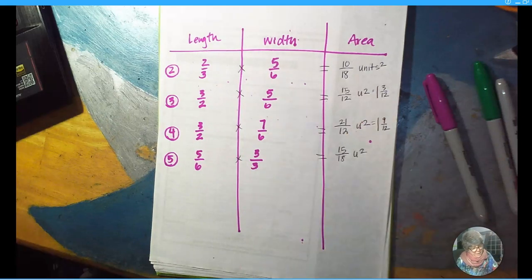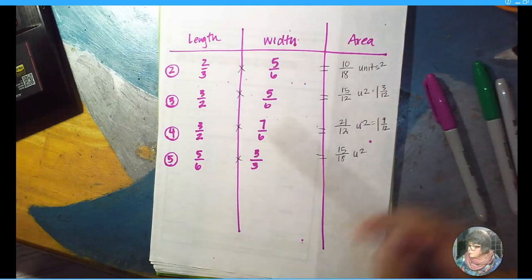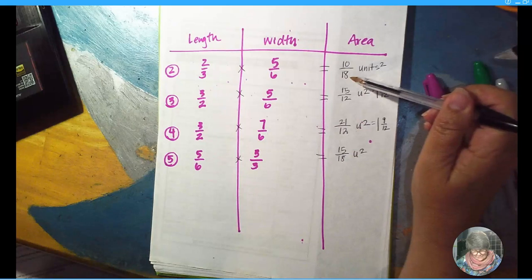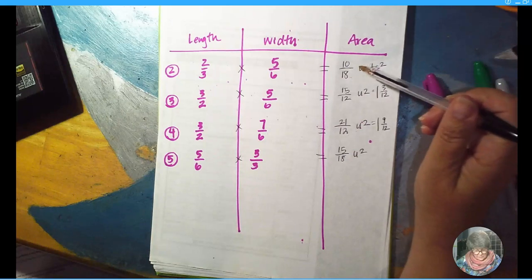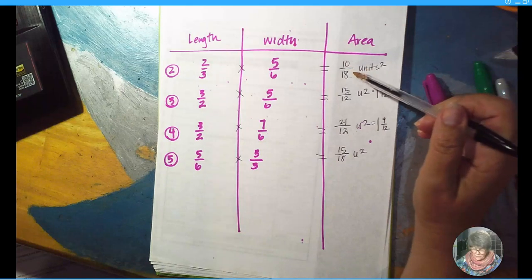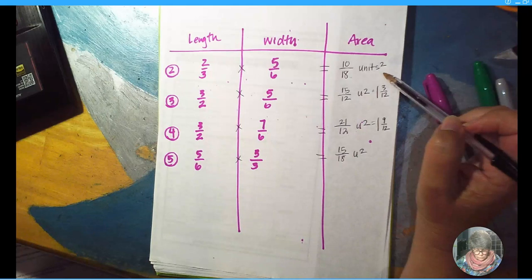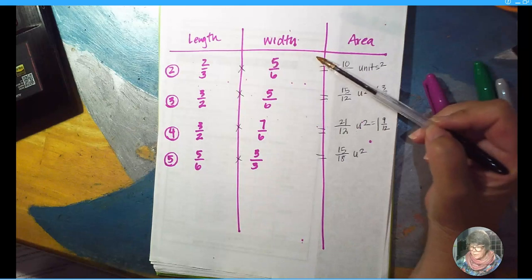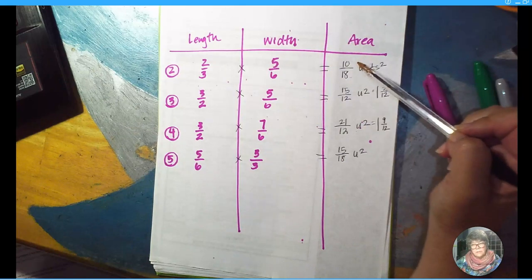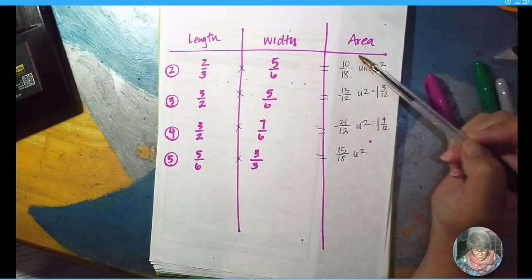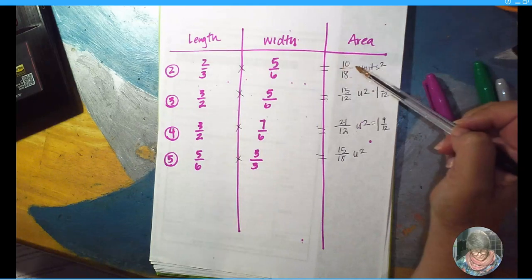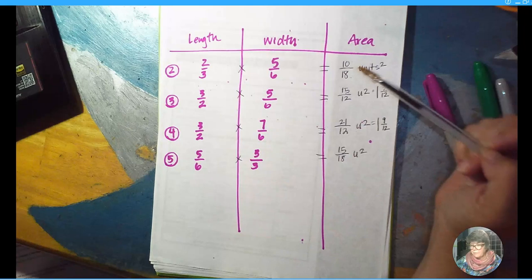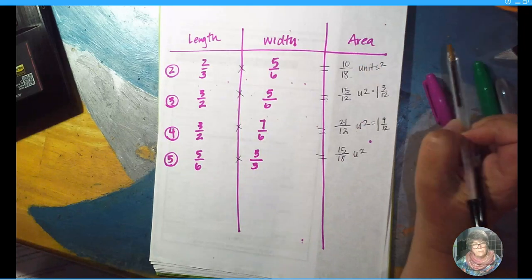All right, what about number 2? Let's look at number 2, 10/18. Why is the area less than 2/3 square units here? Because we're multiplying 2/3 by a fraction less than 1, so our area is going to be less. Interesting, right? And why is it less also than 5/6 units? Because we're multiplying 5/6 by a fraction less than 1, so it's going to be less than 5/6. Okay, something to think about.